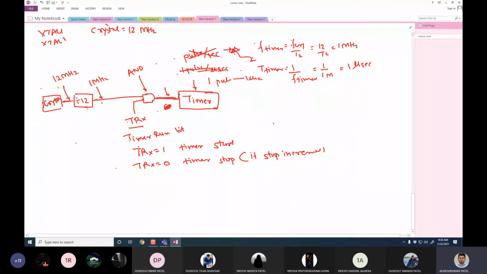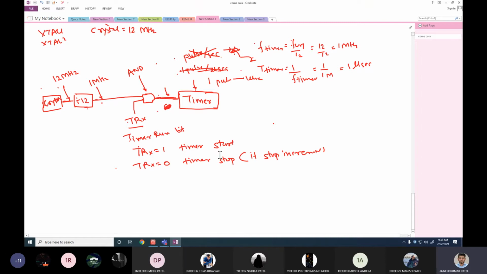Okay, the category is timer control bit. Its functionality is to control the timer, specifically the operation, whether the timer runs or stops. That is decided based on this bit. So this is a bit. TRX is the timer run bit, and if it is 1, the timer will start. If it's 0, the timer will stop.